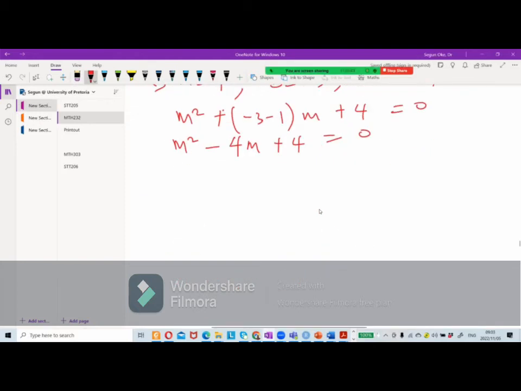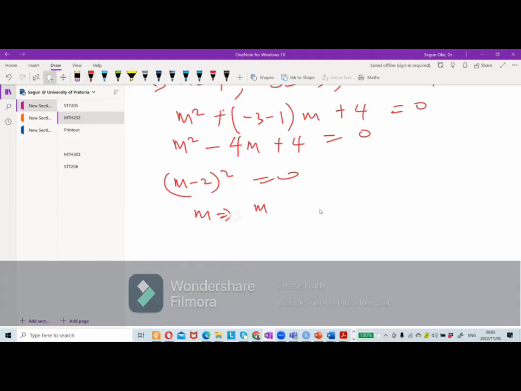So in this case now, we have multiplicity of 2 altogether. So we have m minus 2 all squared equals 0. Am I right? Yes, you are correct. So what do we have at the end of the day? What is our m? m equals 2, twice. We call it multiplicity.